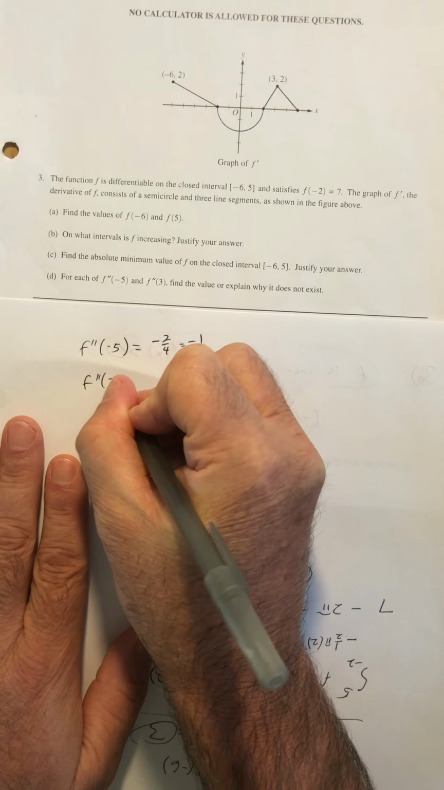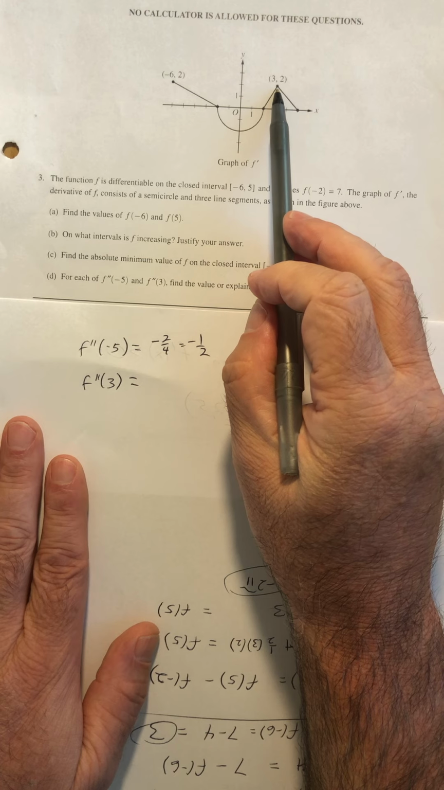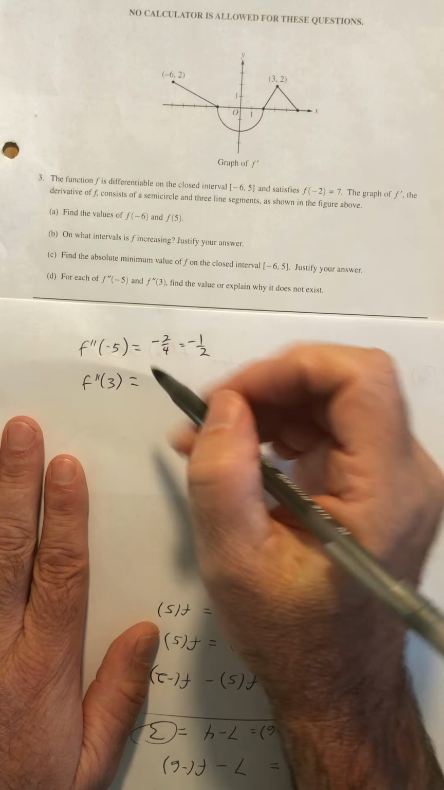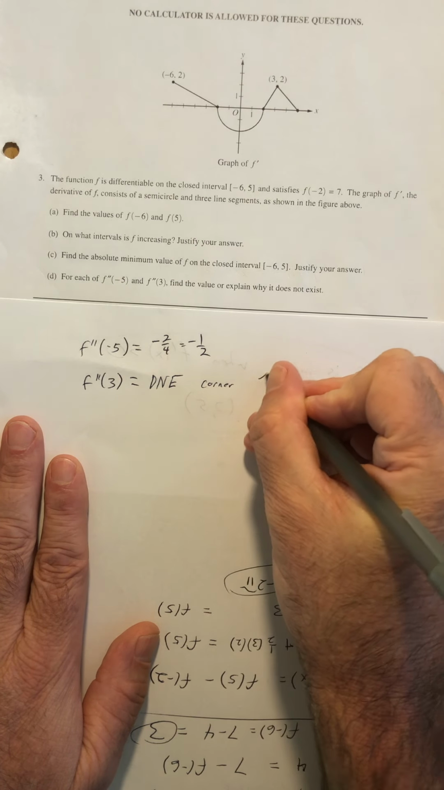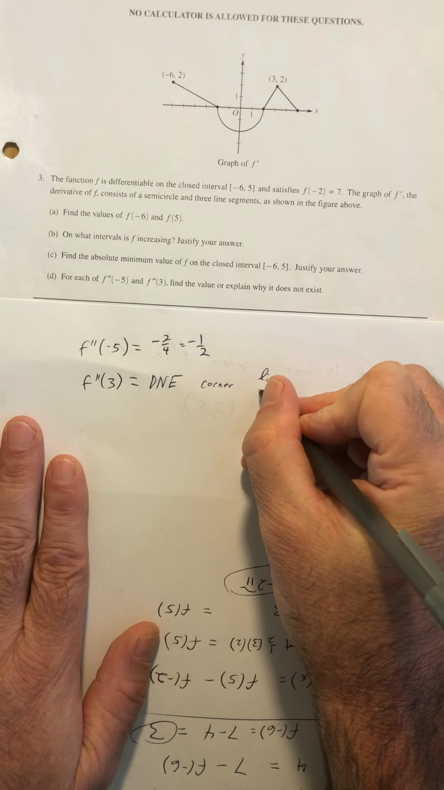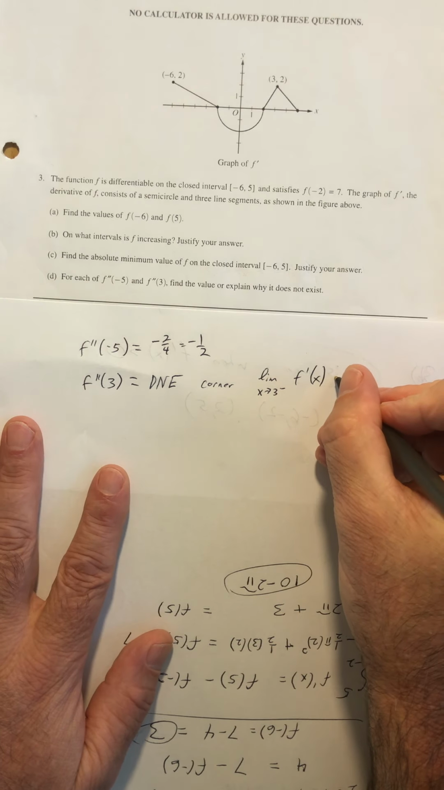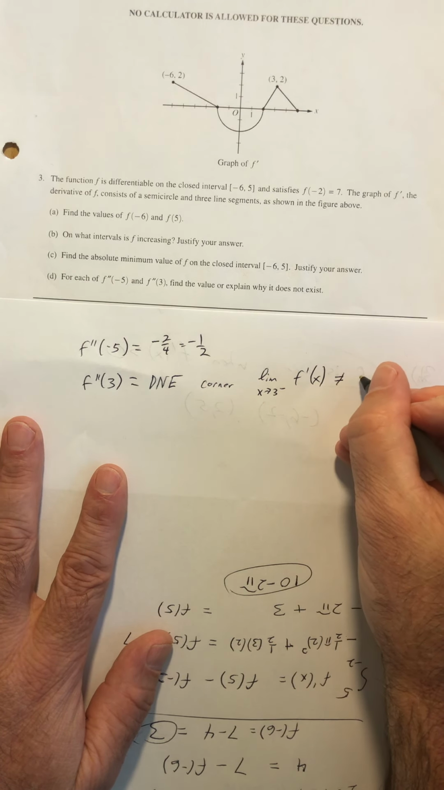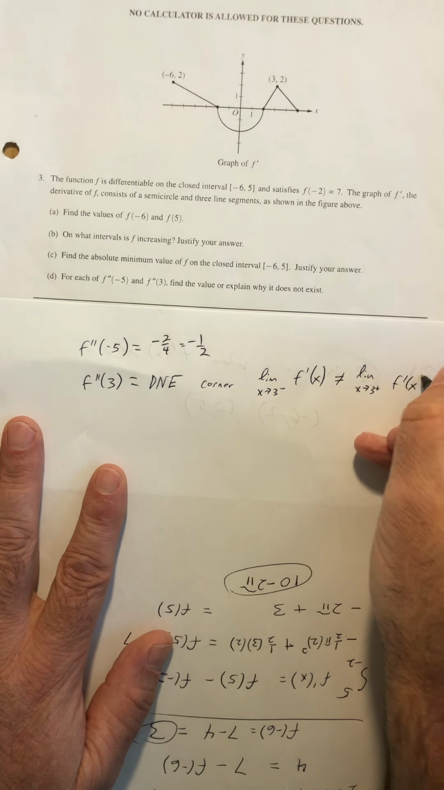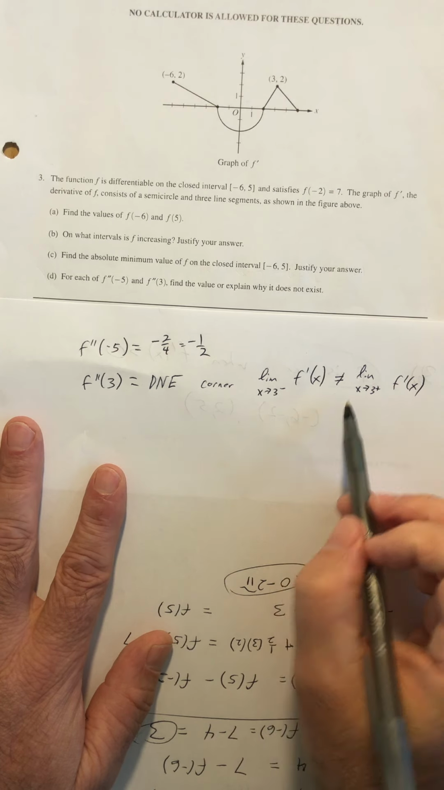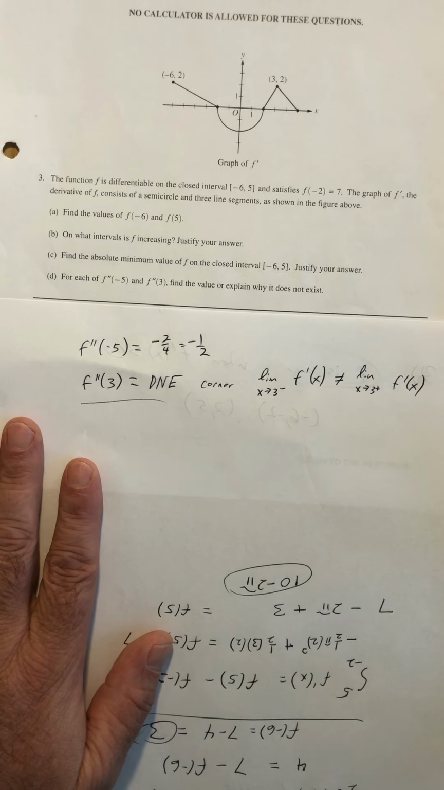And f double prime of 3 is going to be the slope of the f prime graph at 3. Since there's a corner point there, that does not exist. You can say corner point, but a little bit better explanation is to use limits. So the limit as x approaches 3 from the left of f prime does not equal the limit as x approaches 3 from the right of f prime. And that's a good way to emphasize that f double prime of 3 does not exist.